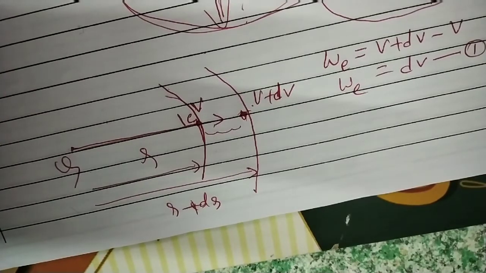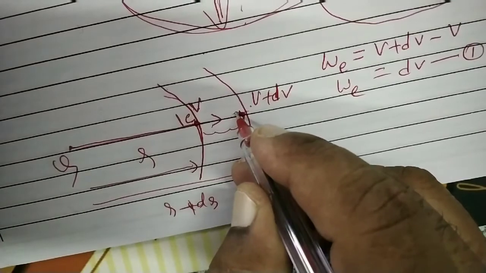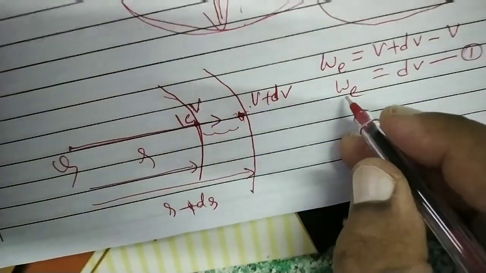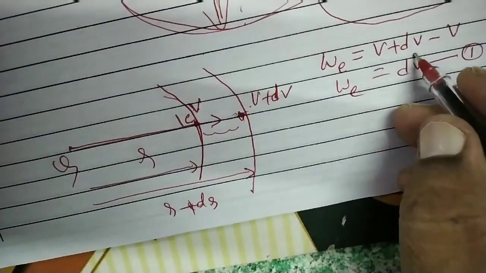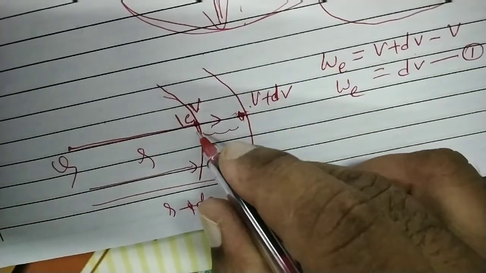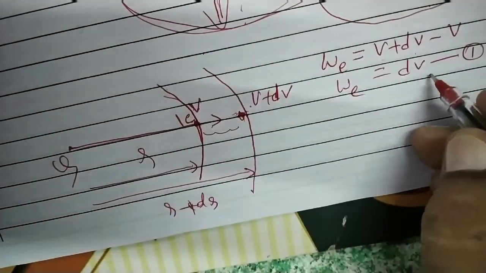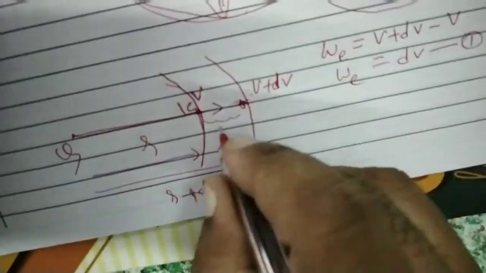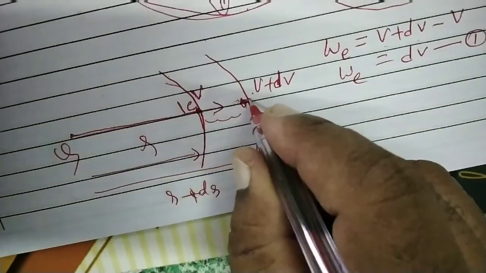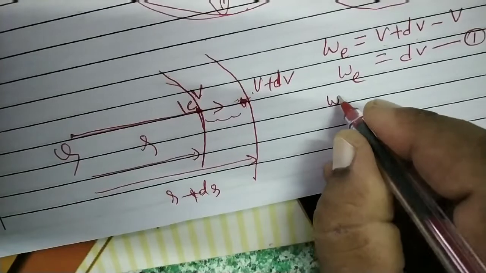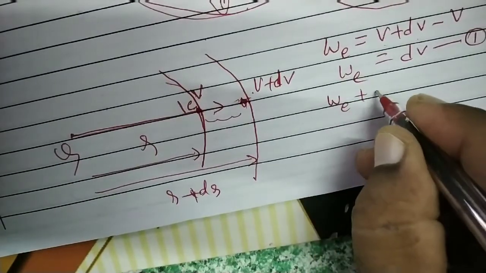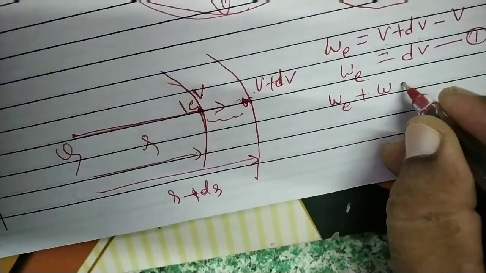1 coulomb charge. So how much work does the external agent have to do to displace this 1 coulomb charge from point A to point B? W_E is equal to final point potential, that is V plus dV, minus initial point potential, that is V. So we got dV. So this is the equation. And when 1 coulomb charge is being displaced, actually 2 works are happening. One is work done by the external agent, plus the work done by the field. So total work done is this.